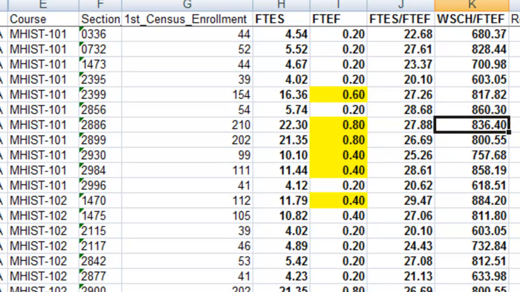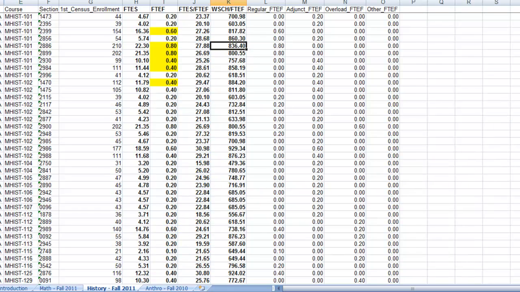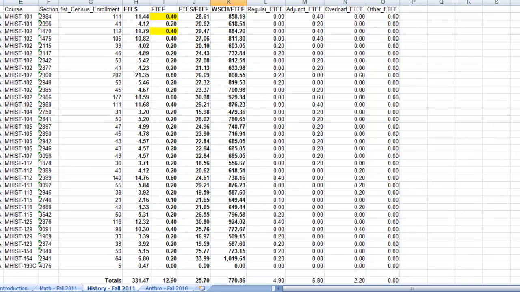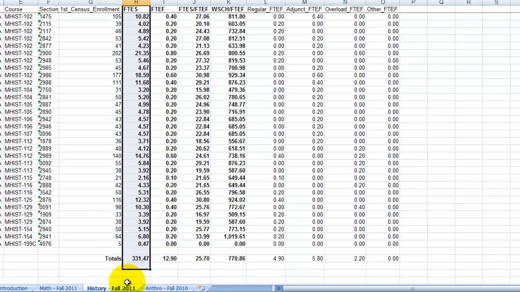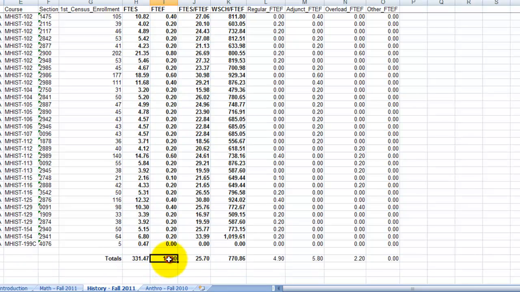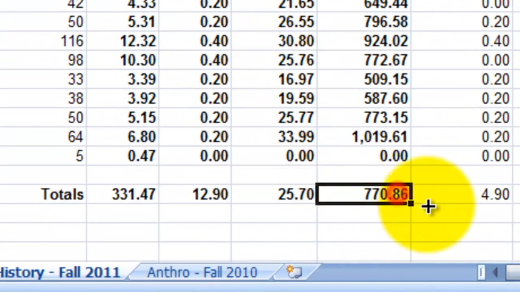Its 836 WSCH per FTEF is really high. Across the state, you're going to see the social sciences, especially the large lecture halls, have large ratios like that. Again, to calculate department-wide totals, you just scroll to the bottom, you take the sum of all FTES, add those things all up, and then you get the sum of all of the FTEF, all of the loads. You divide the two numbers and get 25.7, and the WSCH per FTEF is 770, which is department-wide in the fall only.